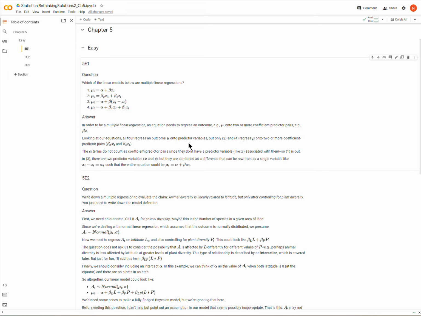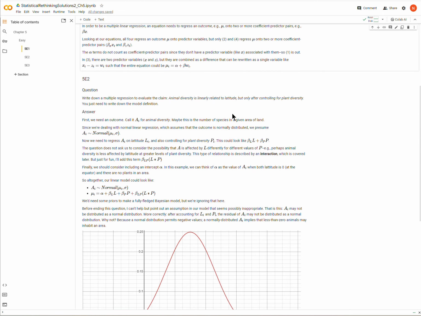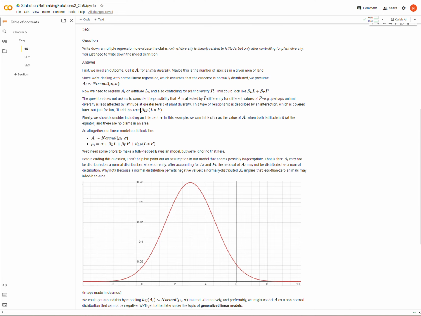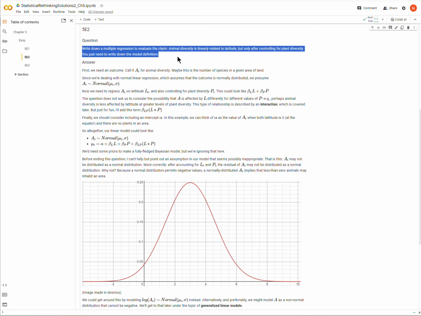So that's 5E1. And let's go to 5E2 just because we have time. In this question, we are asked to write down a multiple regression that is evaluating the following claim: animal diversity is linearly related to latitude, but only after controlling for plant diversity. So we're going to write down the linear model for this. It's asking us to ignore priors, so we won't establish any priors for this.